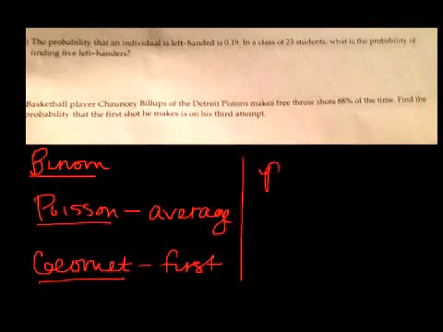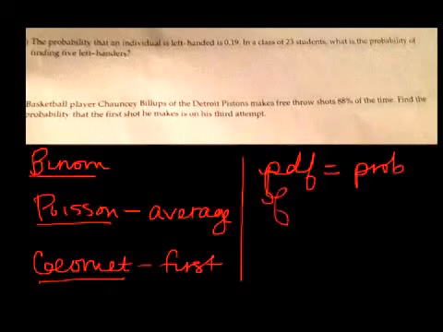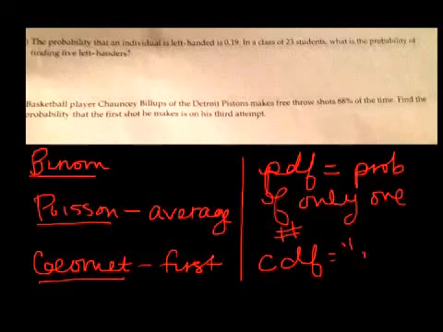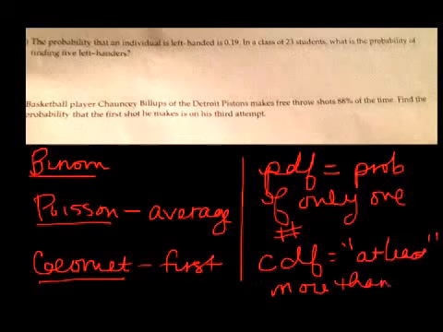You have to choose between PDF and CDF. PDF stands for probability density function, and that's when you want the probability of only one number. Not a bunch of numbers, just one number. CDF is when you have a phrase like at least or more than, something like that. Then that's when you choose CDF.